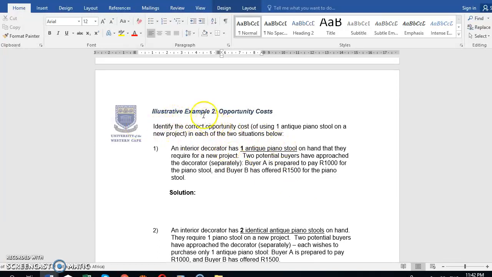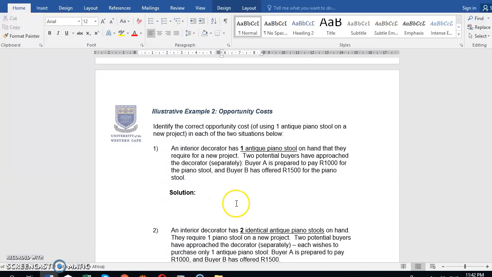So identify the correct opportunity cost of using one antique piano stool on a project in each of the following situations below. Part 1 says an interior decorator has one antique piano stool on hand that they require for a new project. Two potential buyers have approached the decorator separately. Buyer A is prepared to pay 1,000. Buyer B has offered 1,500 for the piano stool.